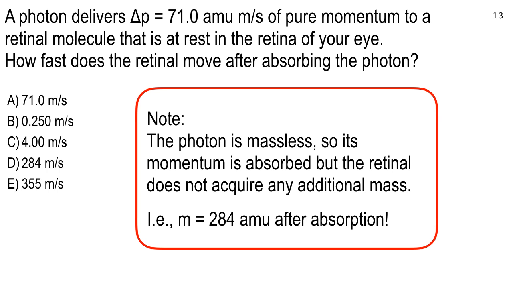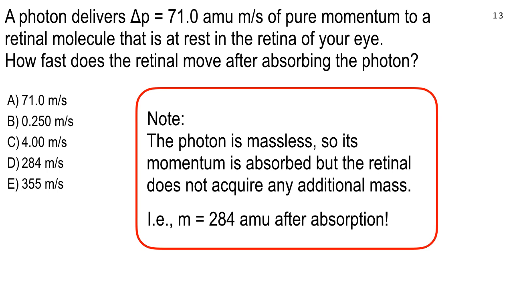All right, so this is like a boxcar interaction, except we have a massless boxcar plowing into a string of 284 units of mass. And it's initially at rest in the retina of your eye. How fast does the retinal move after absorbing that photon? All right, so go ahead and calculate that. This is a multiple choice, and the correct answer is on there.